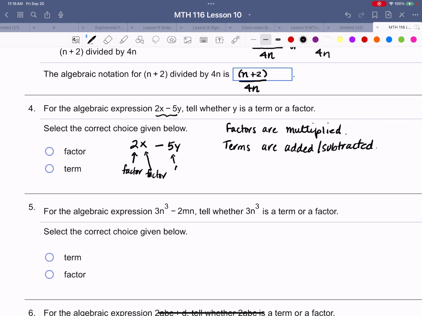It also has two factors. The 5 is a factor, and the y is a factor. So ask yourself, are they asking me for the whole thing? That would be a term. Or are they asking me for part of the term? That would be a factor. So y is a factor.